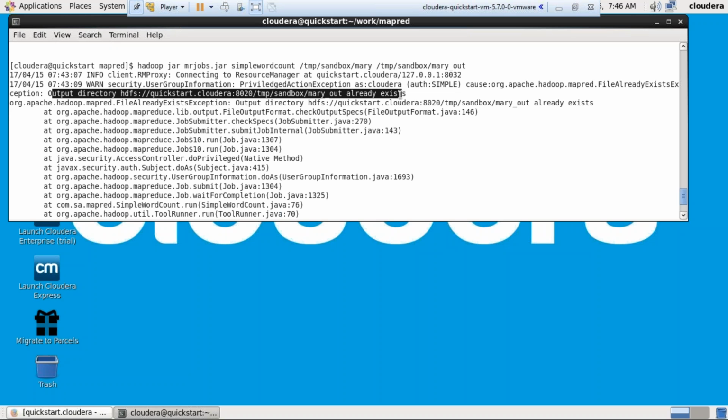Now with this problem, if they come to you saying that my job is not running properly on the cluster, is it your headache or is it the headache of the developer to ensure that the output directory should not exist? Tell me whose headache that is. Developer. Developer needs to take care.